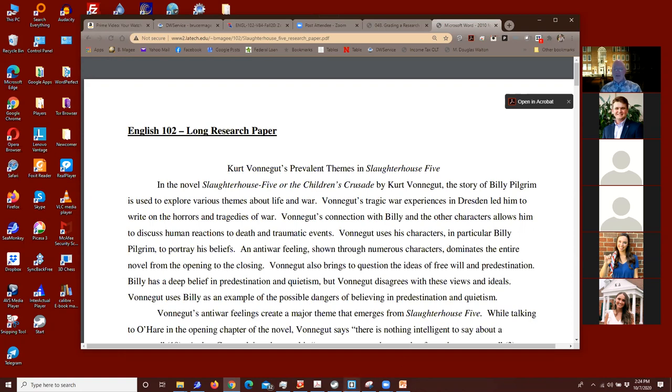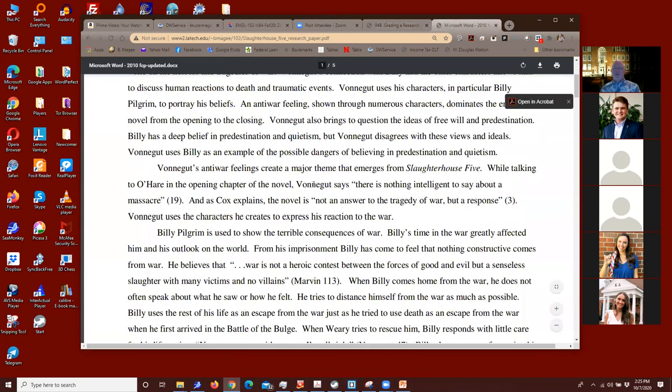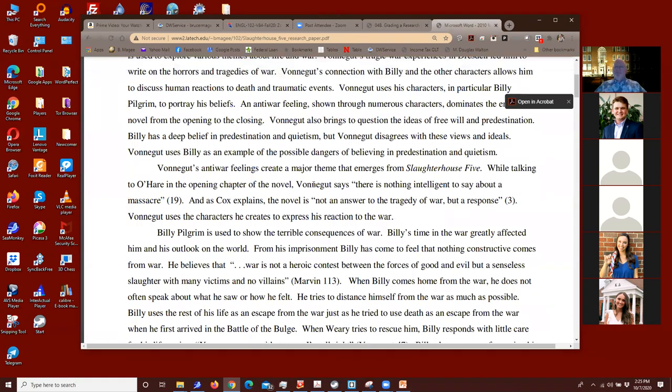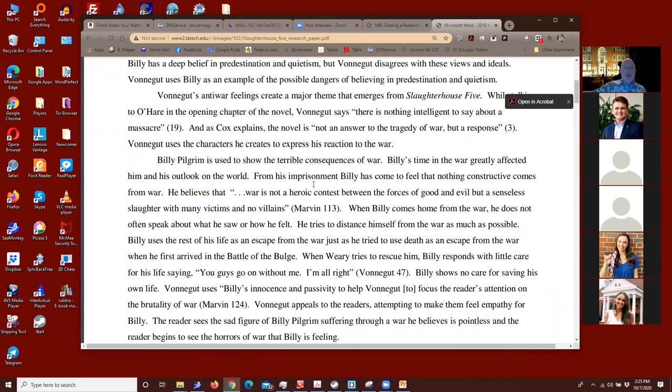So the next thing I'm going to look at is the outline. Now, where am I going to look for topic sentences? Very first sentence. Put it right there at the top. Make it easy for me, and that'll make it easy for you. "Vonnegut's anti-war feelings create a major theme that emerges from Slaughterhouse 5." So does that go more with thesis one or thesis two? Thesis one. Yeah, thesis one.